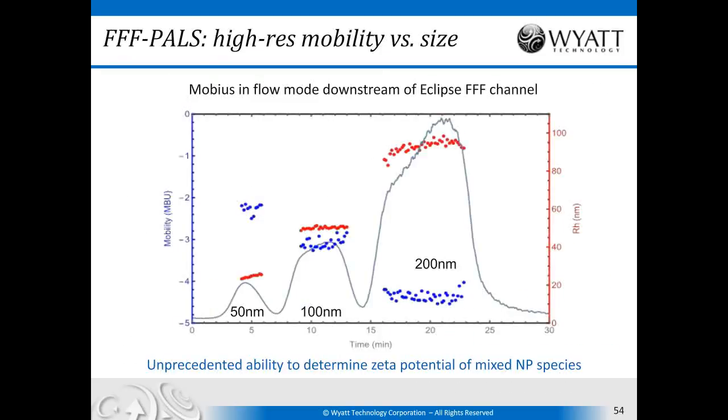Finally, we can take our Möbius, the PALS, and put it online with an FFF separation and measure the electrophoretic mobility of different sizes of particles. So what we've done here is we put it online with separation of some polystyrene latex spheres and measured the mobility of the three different sizes. So this is an interesting way to characterize a mixture of particles where you're actually separating them first by size, then determining the zeta potential or the mobility of each one.